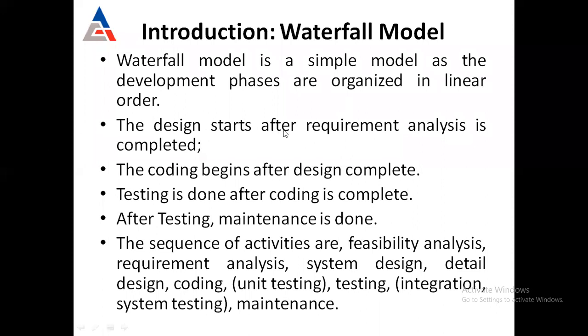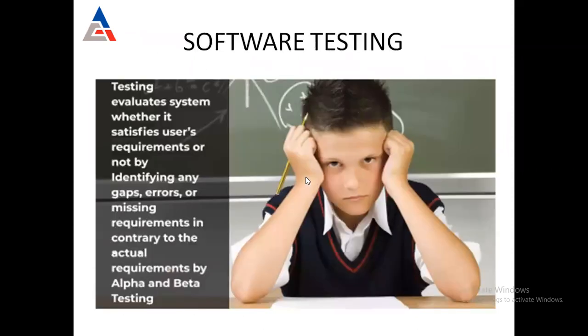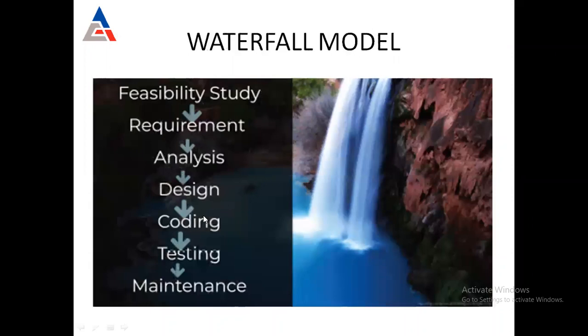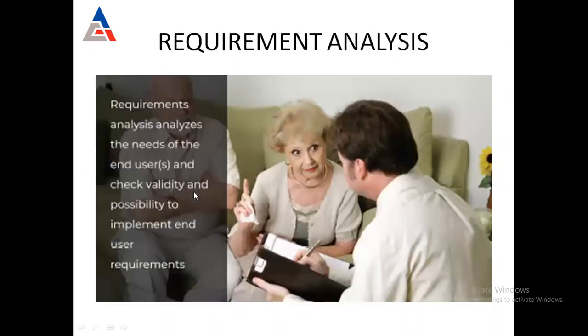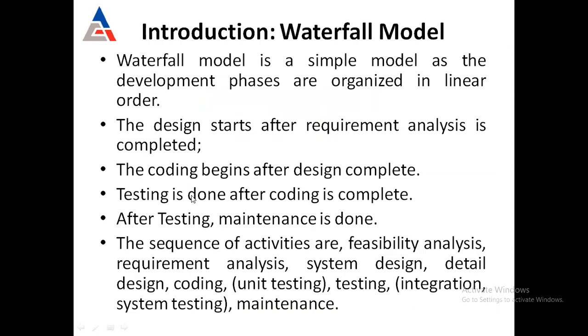The design starts after the requirement analysis. So first we go to feasibility study, then requirement analysis, then go for design. It means design starts after requirement analysis. The coding begins after design, and as per the diagram we can see over here, the coding begins after design, right? And the testing is done after the coding is completed. So you can only do testing when coding is completed, and after testing, the maintenance is done. When the testing is satisfied by the developer end, then the maintenance is done if required.